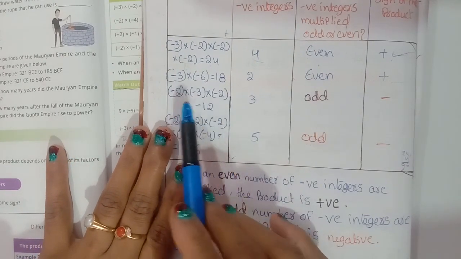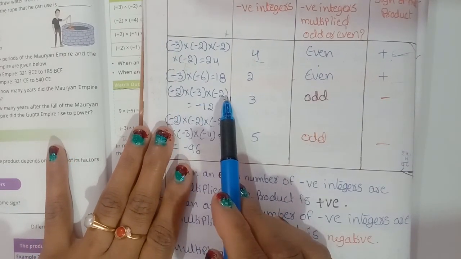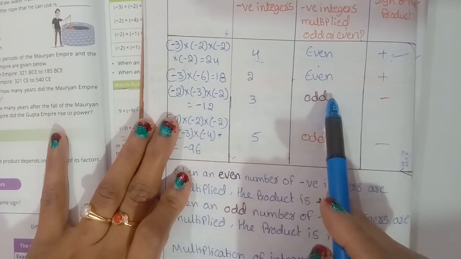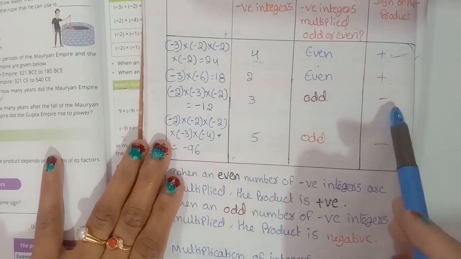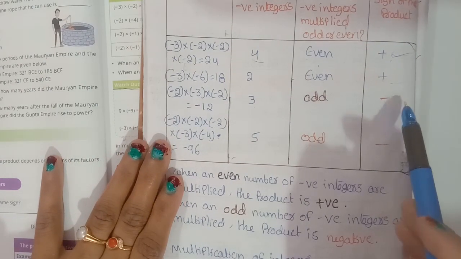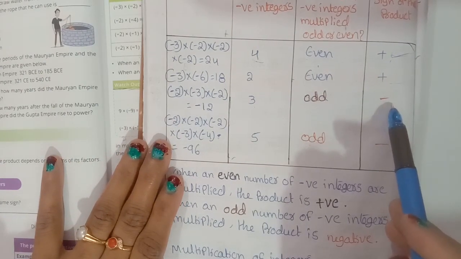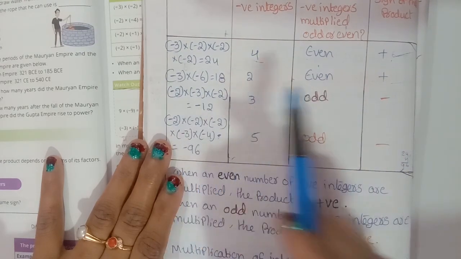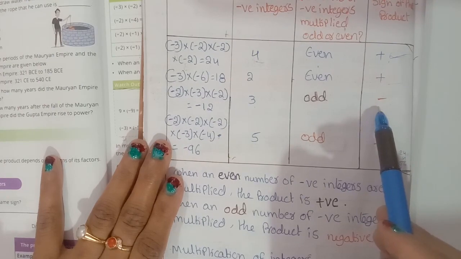Next example. Observe here: 1, 2 and 3. How many negative integers? 3. Is 3 even or odd? Odd. What's the sign of that product? Minus. Why? Because minus into minus is plus, and plus into minus is minus. So the answer is minus.